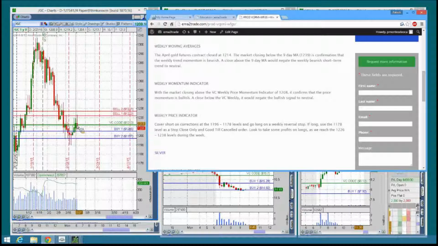signal. We suggested our subscribers keep long positions open, swing trade positions open, and if you received this report on Saturday, starting Sunday night you knew exactly the target levels that the algorithm was telling you to take profits, and it gave you a very definite direction. Look to take some profits on longs as we reach the 1226 to 1238 levels during the week.